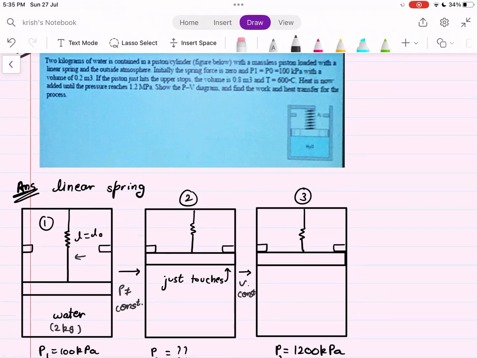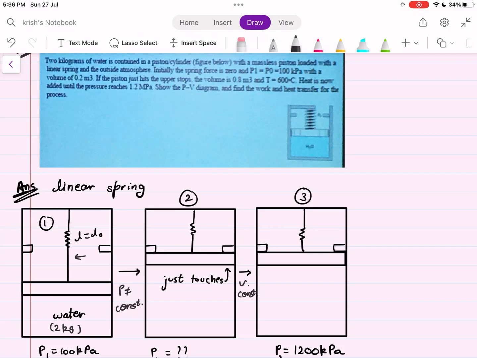2 kilograms of water contained in the piston cylinder with the massless piston loaded with linear spring and outside atmosphere. Initially, spring force is 0 and P1 equals P0 is 100 kilopascals. That makes sense because spring force is 0 and piston is floating, so internal pressure must be balancing outside atmospheric pressure. So internal pressure must be 100 kilopascals. Even if they had not given us this, we should have been able to figure out that internal pressure must have been 100 kilopascals initially.